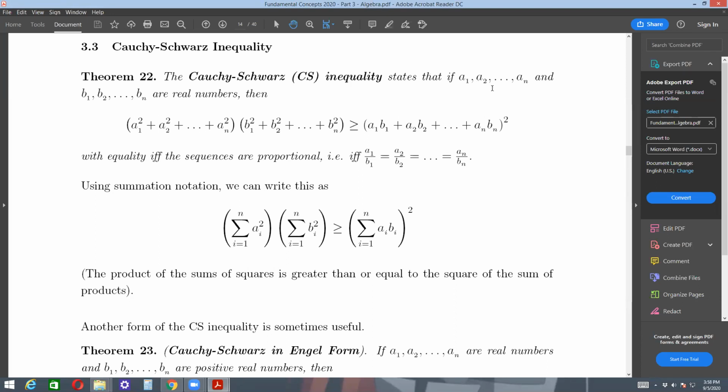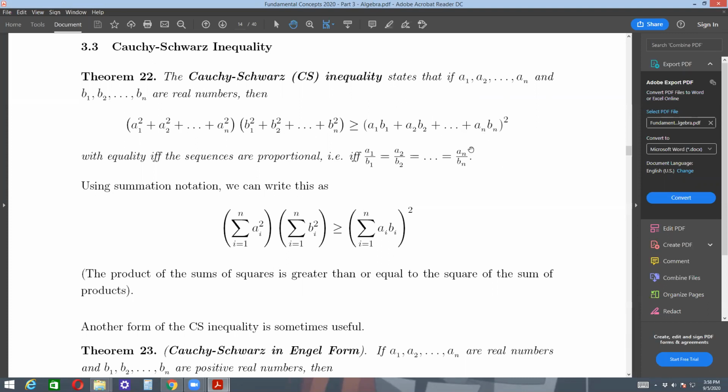Basically what it says is, a1 to an is a sequence, b1 to bn is another sequence of real numbers. The two sequences have the same number of numbers, n numbers. This inequality here is called the Cauchy-Schwarz inequality. If you take the first sequence and square all the terms and add them, take the second sequence, square all the terms and add them, and then multiply those two, that is always going to be greater than or equal to, if you take the pairwise products, a1 b1, a2 b2, a3 b3, etc., up to an bn, and then you square that.